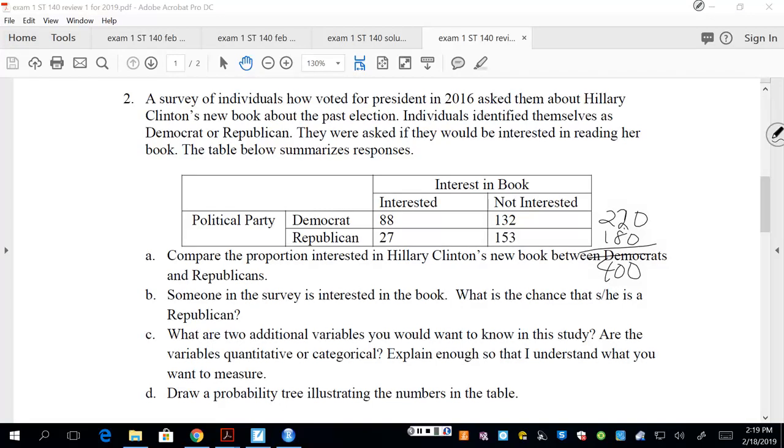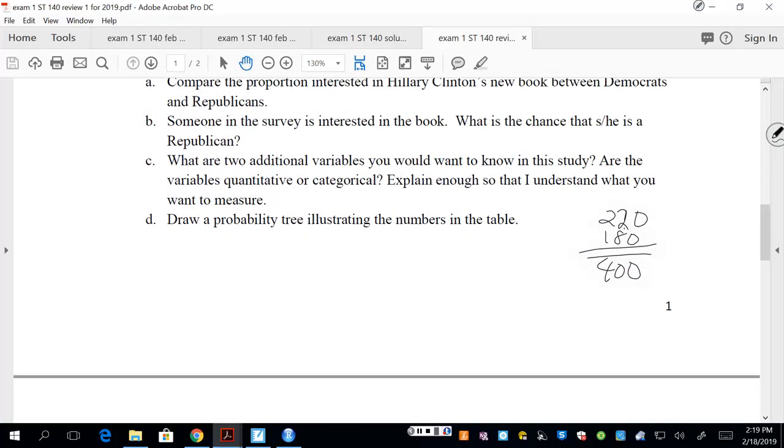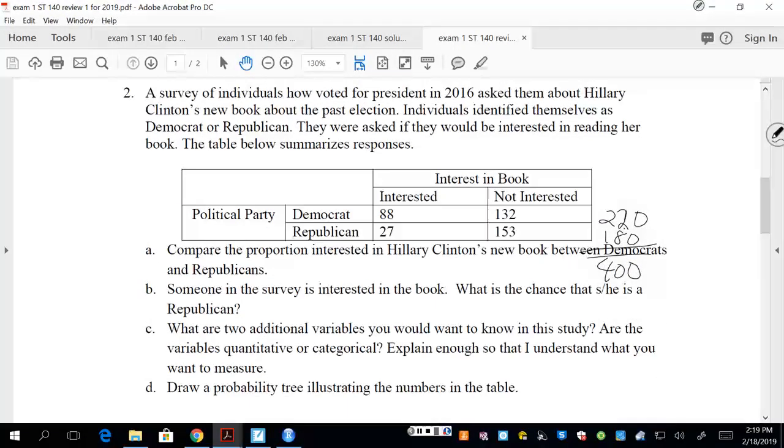It's asking what are 2 additional variables you would like to know in this study. Oh, it says draw a probability tree illustrating that. So it specifically says a probability tree where you get the chance. You could say there's Democrats and Republicans, and then there's interest in the book or not. Or you could start splitting it: some people are interested and some people are not, and they're either Republican or Democrat. So either way, there's 2 ways to split it.